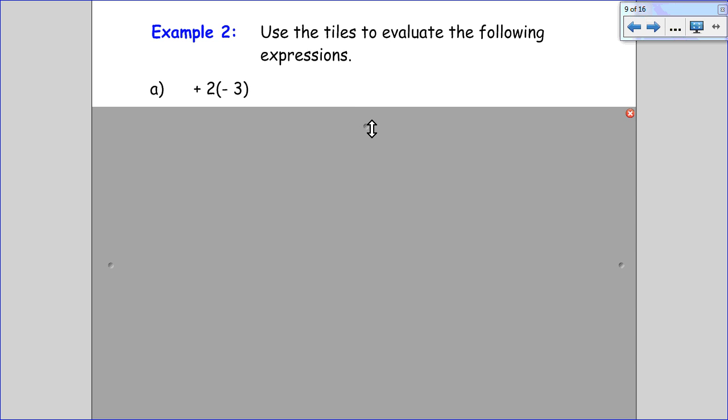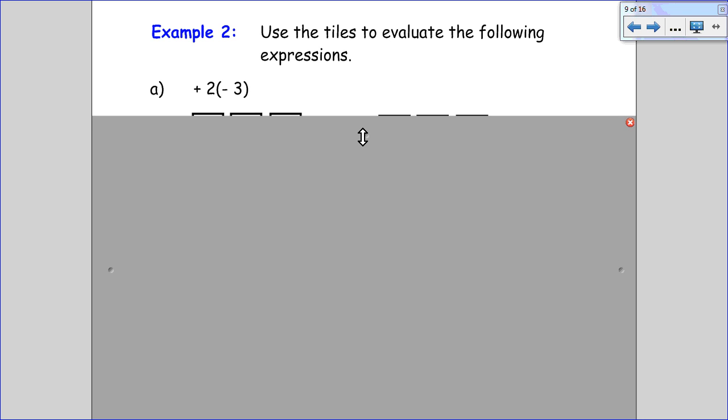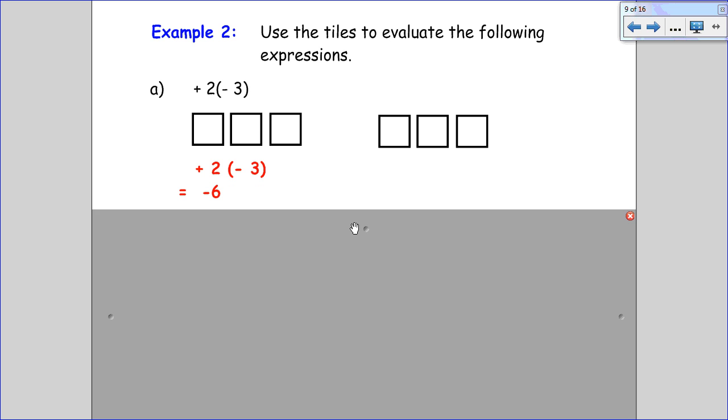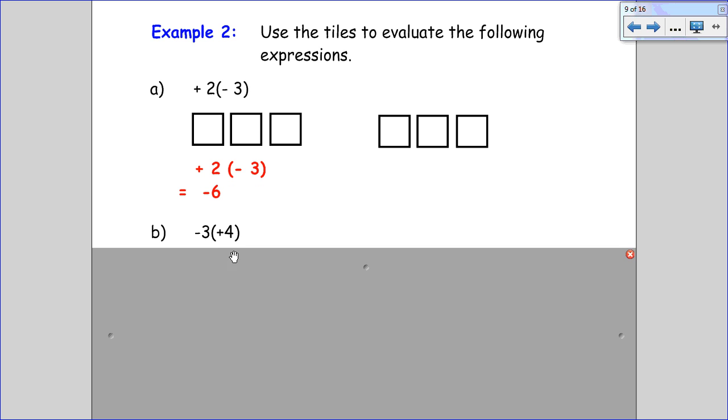Now let's take a look at this example. +2(-3). You'll notice there's no sign between the 2 and the bracket. That indicates that we're going to multiply. If I look at this, +2 times -3. Multiplication means I'm creating groups, so I can consider this to be two groups of -3. So if I create one group of -3 here and another group of -3 over here, I've ended up with a total of -6. If I look at this example, I've got -3 times +4.